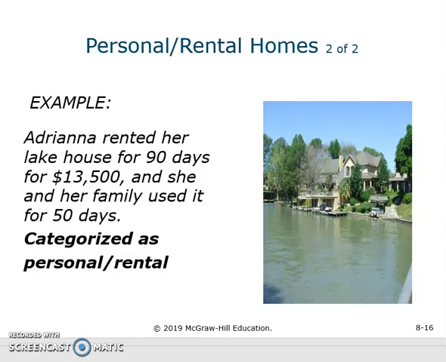So let's look at an example. Adriana rented her lake house for 90 days for $13,500. She and her family used it for 50 days. So this would be categorized as personal rental property.